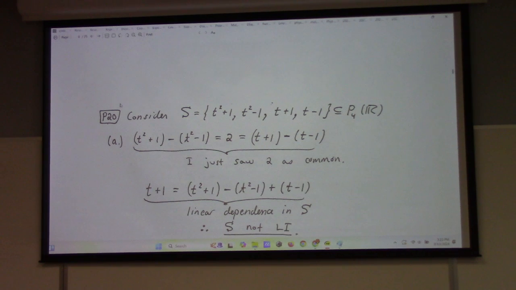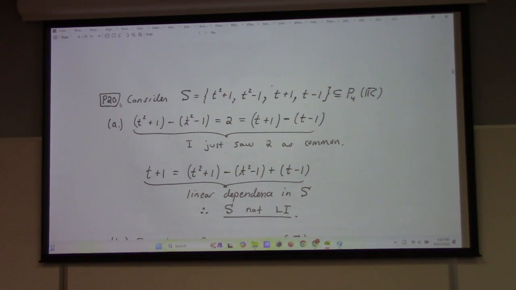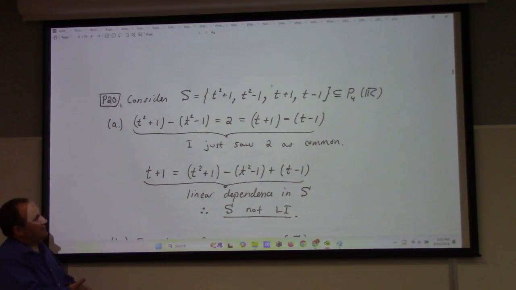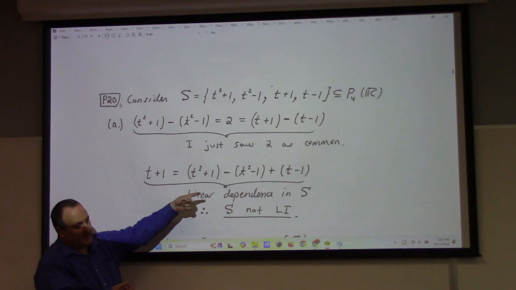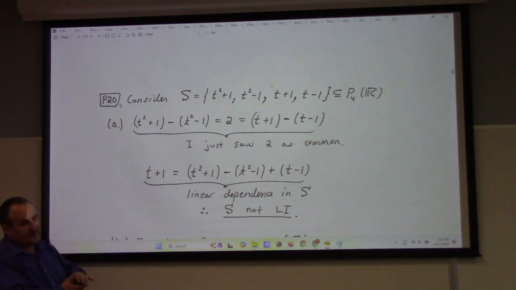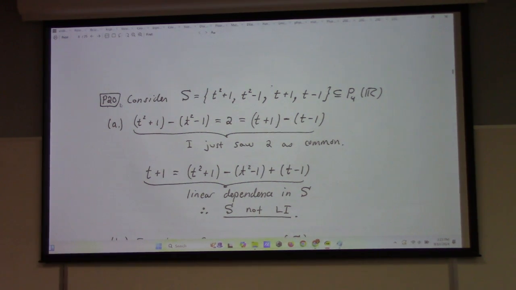Let's see here. This one, problem 20, I've forgotten what the question was. Oh, here it is. Someone has attached a problem sheet. How handy. So part A, show S is not linearly dependent. So to show something's not linearly dependent, you can furnish a linear dependence. In this case, I just looked at it and saw that there's a relation between those two like that, which shows me that I can write this one as that linear combination of the other ones, which shows you that it's not linearly independent because it has a linear dependence, right?